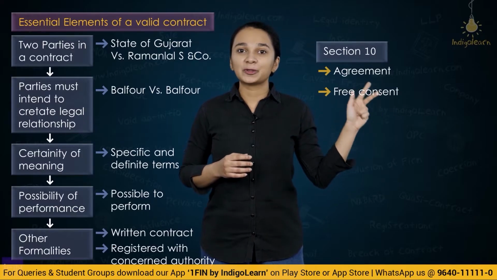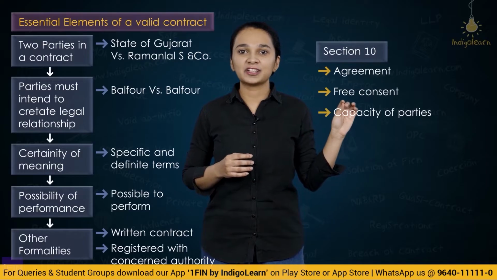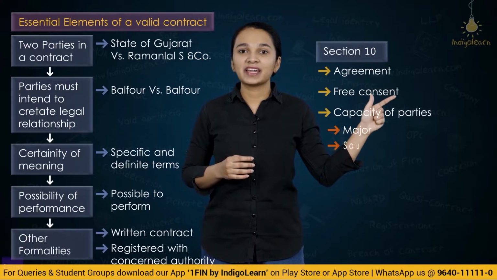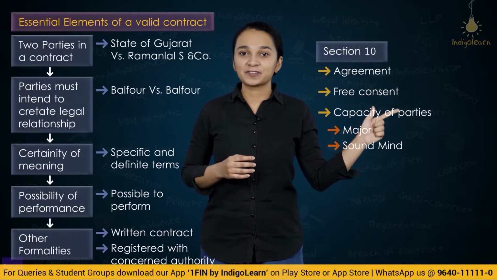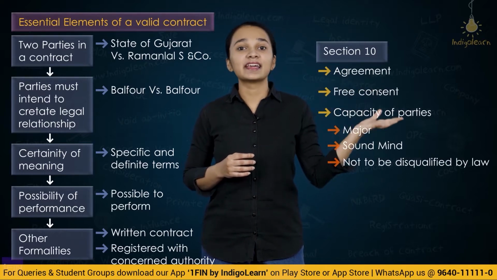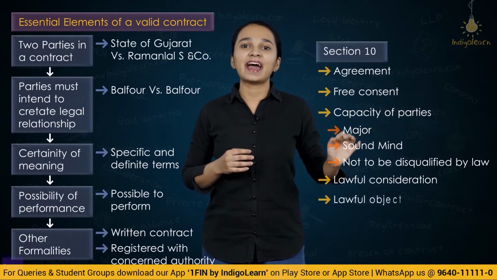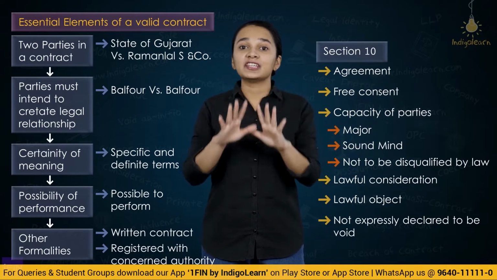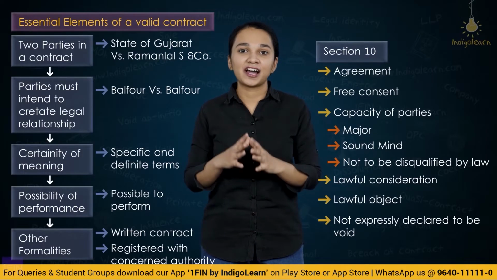The person entering into a contract should be capable of entering into a contract. Capacity of parties to enter into a contract, and who are capable? A person who is a major, a person of sound mind. He should be a person who has attained the age of majority, a person of sound mind, and should not be disqualified by law. The next essential elements were lawful consideration, then lawful object, and it should not be expressly declared as void. So these were all the essential elements of a valid contract which we have understood.